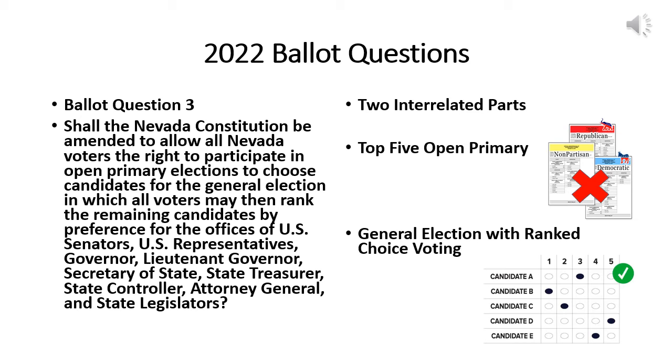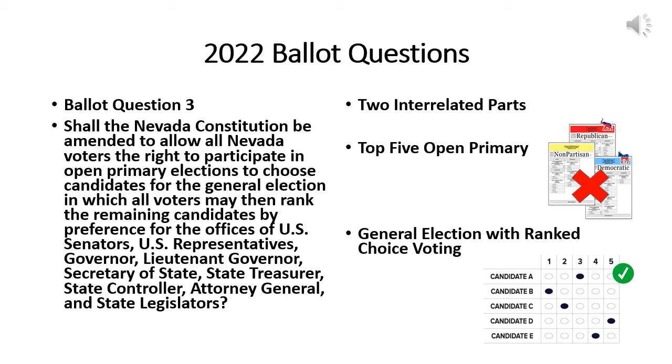It says, shall the Nevada Constitution be amended to allow all Nevada voters the right to participate in open primary elections to choose candidates for the general election, in which all voters may then rank the remaining candidates by preference for the office of U.S. Senator, U.S. Representatives, Governor, Lieutenant Governor, Secretary of State, State Treasurer, State Controller, Attorney General, and State Legislator. So there's two things.